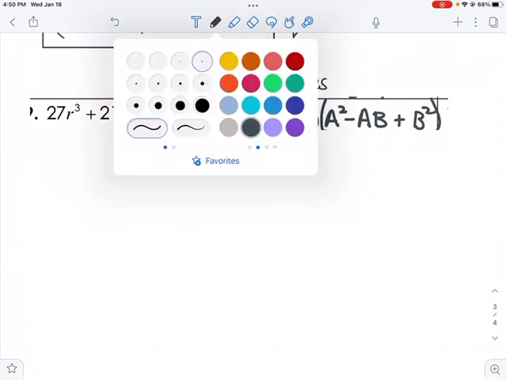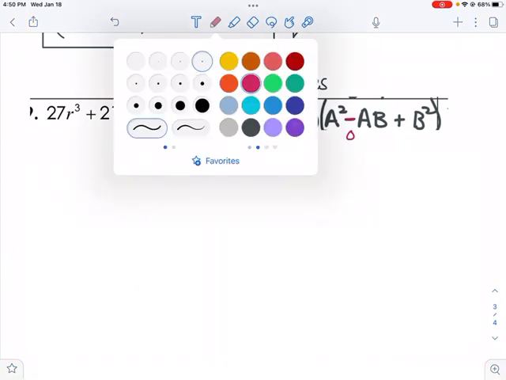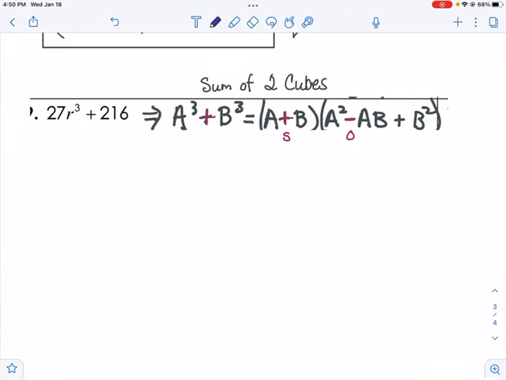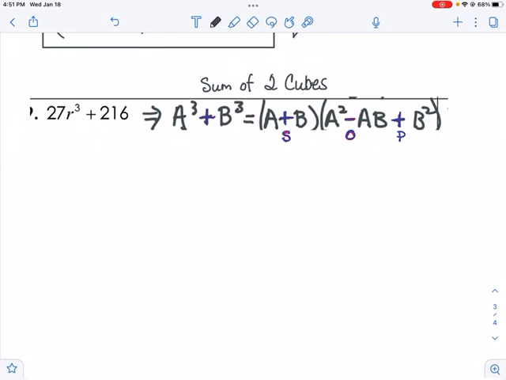This one is opposite. Oh, let me change color here for just a second. So I have, this is a plus sign. This is the same. This is opposite. And then this last one is plus. It's always plus. So I call it the SOP method. So when we get done with this, I'm going to show you another formula that's very much like this, the difference of two cubes. So you're going to rewrite this as the sum of two cubes.